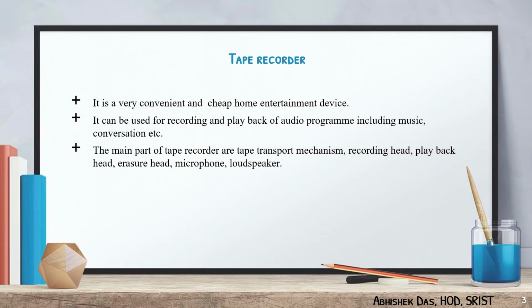The tape recorder is a very convenient and cheap home entertainment device. It can be used for recording and playback of audio programs including music, conversation, etc. The main parts of the tape recorder are the tape transport mechanism, a recording head, playback head, eraser head and microphone, and also the loudspeaker.